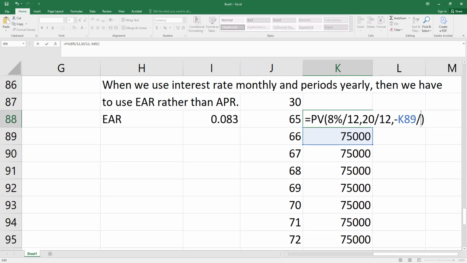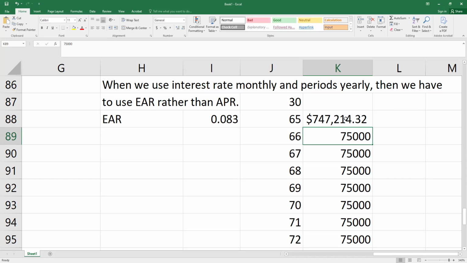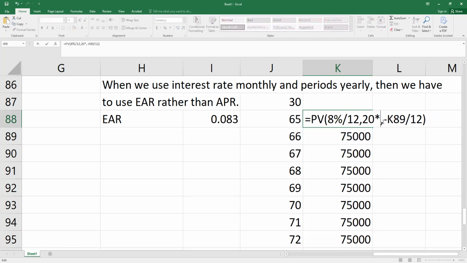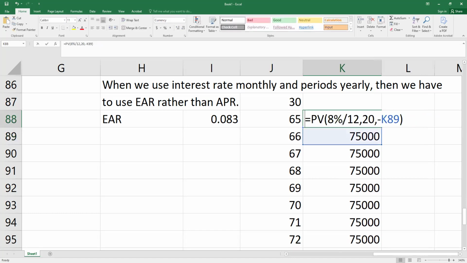This one by 12, you mean like this? No, 12 by 20. Oh, sorry, my bad. No, why should you do that? Why you're doing it? Because the question is asked that the guy wants to receive yearly. He doesn't want to receive monthly. He wants to receive this $75,000 yearly. That's why we partly convert, we partly don't convert it.